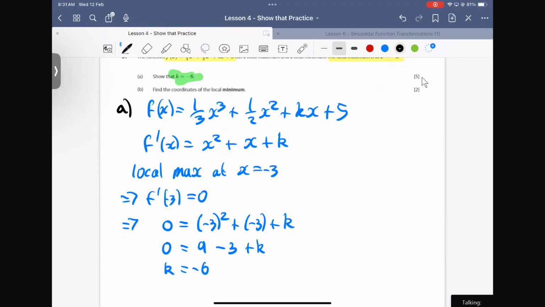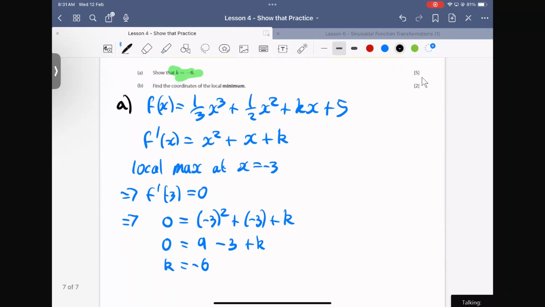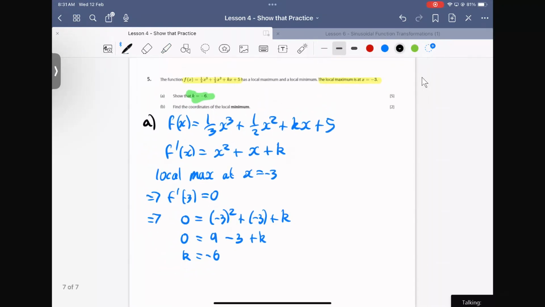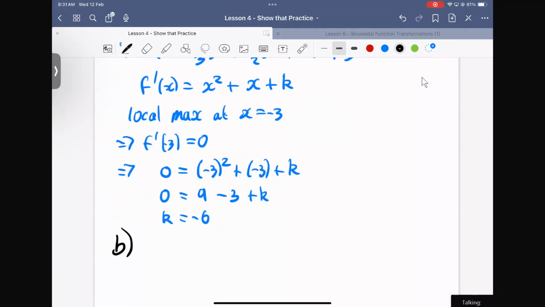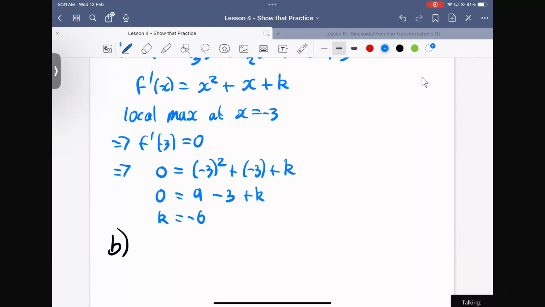Let's finish it off for B. So find the coordinates of the local minimum point. There's a couple of ways to do this. If I was just going to find the x value for the local minimum, I would probably just use the derivative again. We've got 0 is equal to x squared plus x minus 6 now. And this is going to give us two values: x is equal to minus 3 and x is equal to 2.